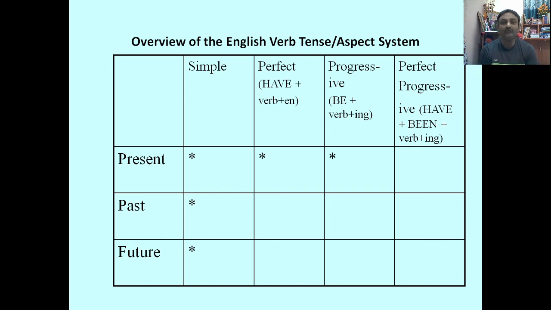So if we overview this whole English verb tense structure, you will categorize this into simple, perfect, progressive and perfect progressive. So in perfect we have have plus verb, in progressive be plus verb plus ing, and in perfect progressive have, been and verb plus ing. So all these are categorized into all these tenses. So we have seen the tenses and their aspects.